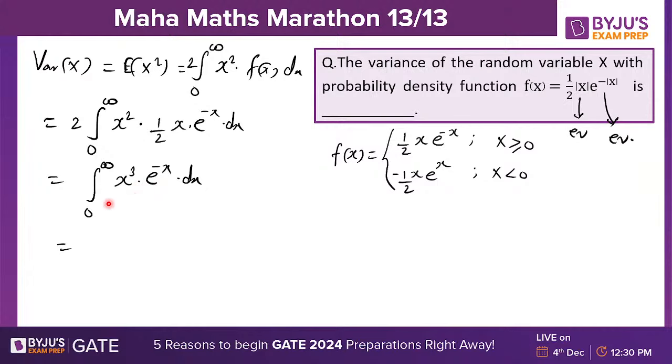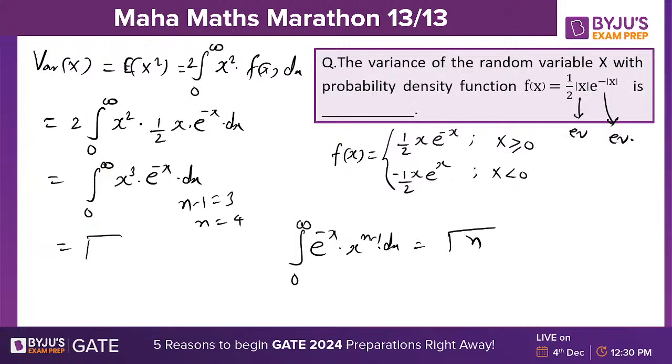So here I will be following the gamma function. Gamma function definition is the integral from 0 to infinity of e raised to minus x, x raised to n minus 1 dx, that is gamma n. So here n minus 1 is 3, n will be 4. The answer for this integration will be gamma 4. Gamma 4 can be written as gamma 3 plus 1, which is factorial 3, that is 6.